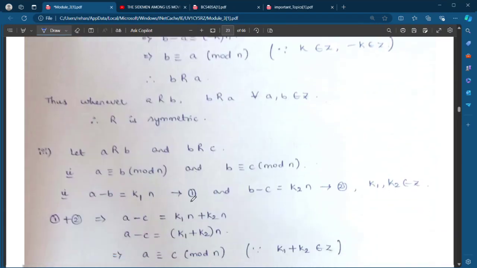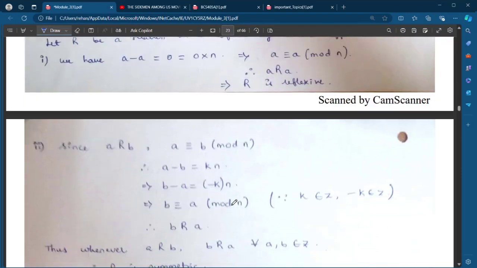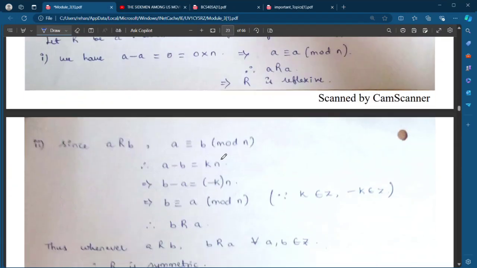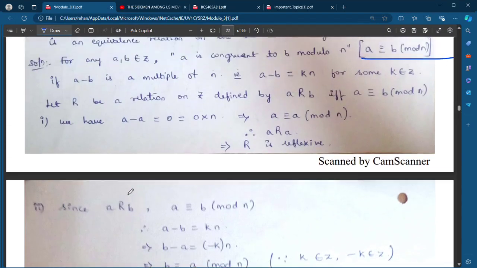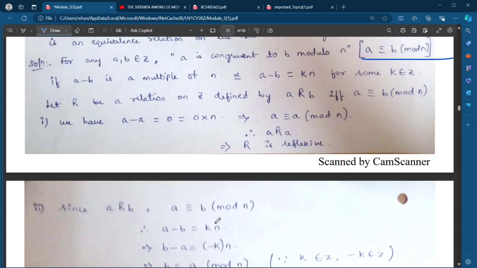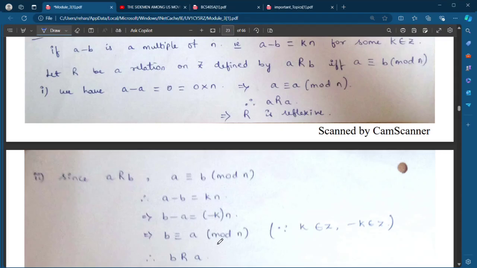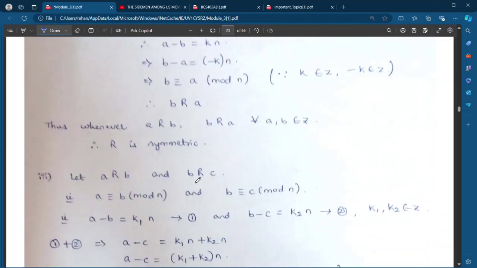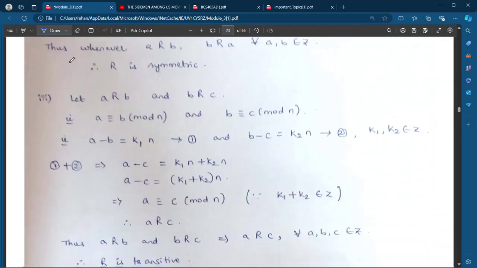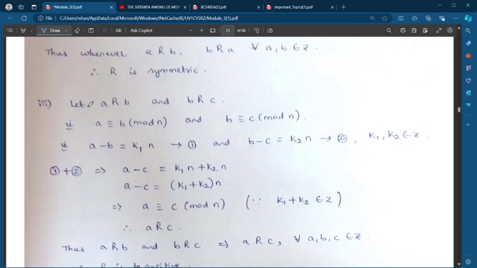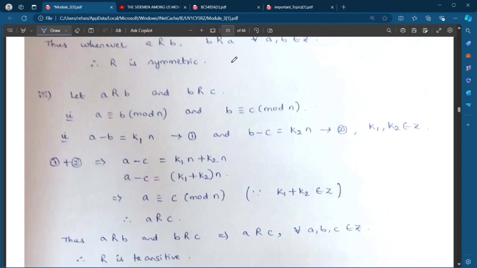So again I have to show that it is symmetric. Since a relates to b, a is congruent to b mod n. Therefore a minus b is equal to k times n. So b minus a, if I take that, is minus k times n, again the same multiple of n. Then b is congruent to a mod n, so b relates to a. Thus whenever a relates to b, b relates to a for all a, b belonging to the set.